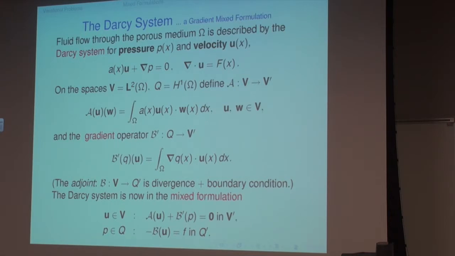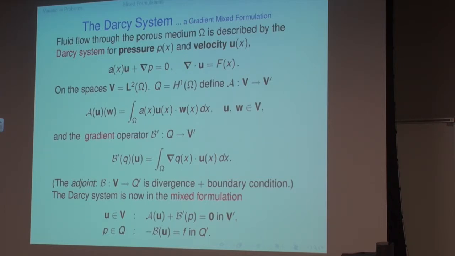B prime is my gradient, and B is minus the divergence. So my system, A, B prime, minus B, is exactly the Darcy system written this way up here. My two equations correspond respectively to the constitutive law and the conservation law. This is a mixed formulation for the problem.